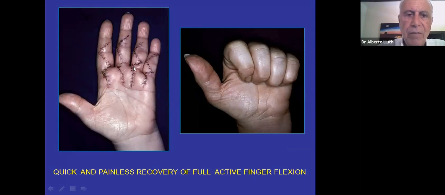The tenosynovectomy is not like a joint synovectomy. With a joint synovectomy, of the wrist or the MP joints or the PIP joints, it is more painful, but tenosynovectomies of flexors or extensors are not very painful, and the patients can regain flexion in a short period of time.